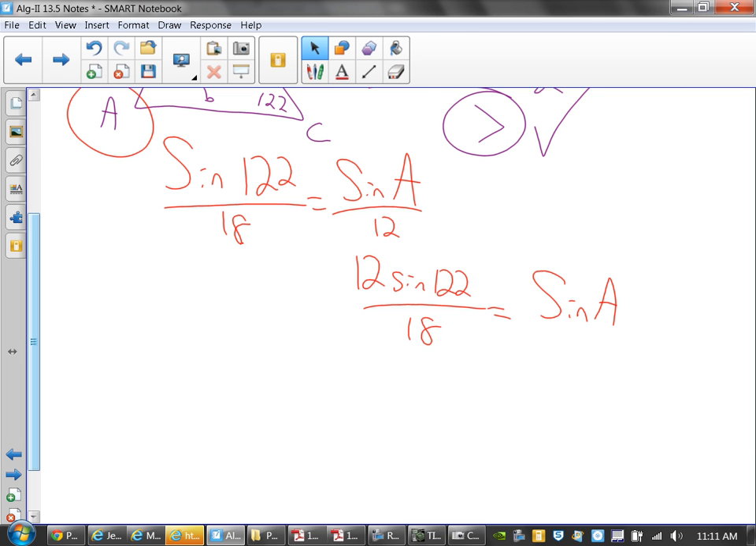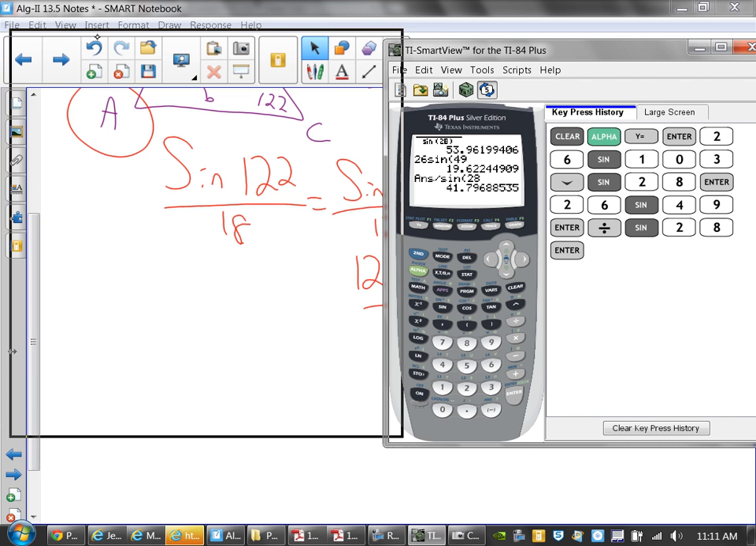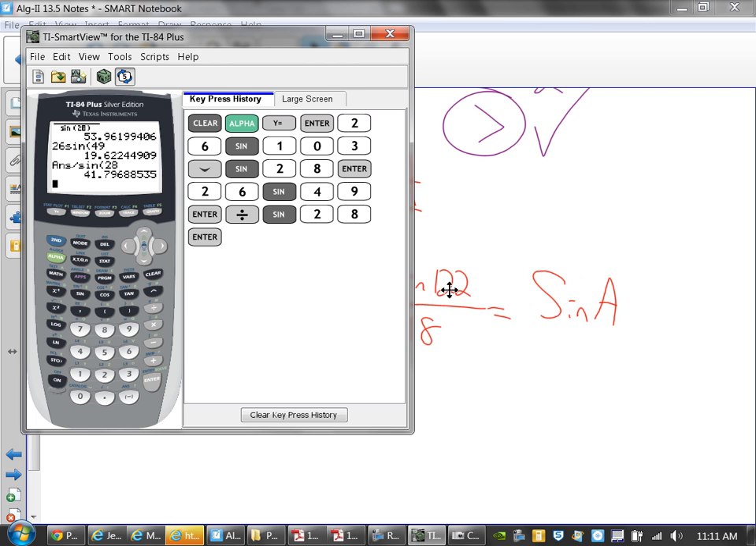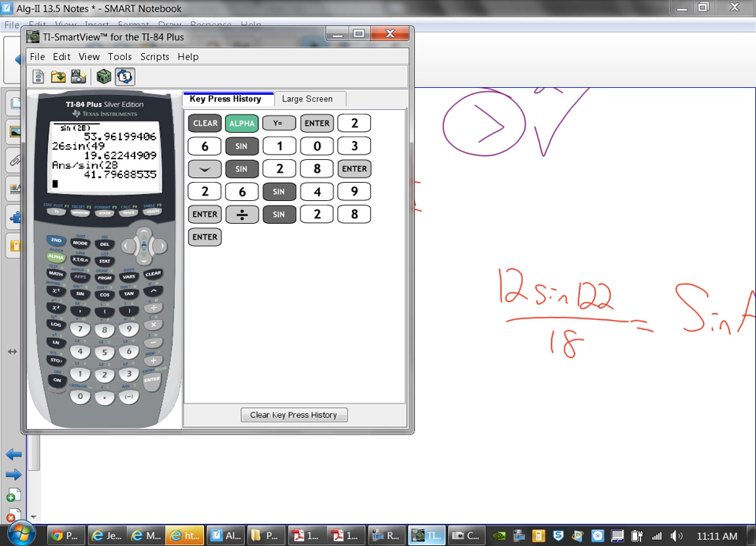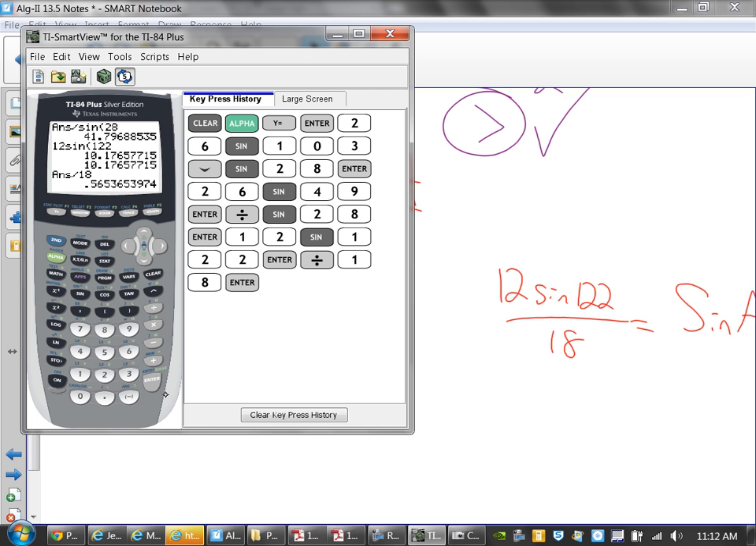Once you write that out, all you need is your calculator at this point, because you can type that directly in. 12 sine 122, hit enter, divided by 18, and hit enter. So I know that the sine of the angle A is going to be 0.56 and change.